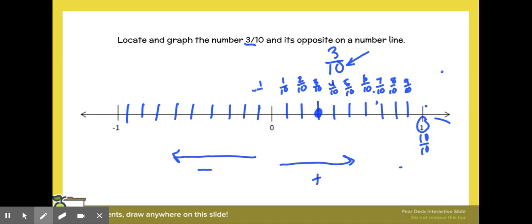So I have -1/10, -2/10, -3/10, and so on. But I'm just going to stop there for today, and I'm going to graph my number -3/10, because it told me in the problem to graph 3/10 and its opposite. Yesterday we learned that we just changed the sign for opposites. So the opposite of 3/10 would be -3/10.